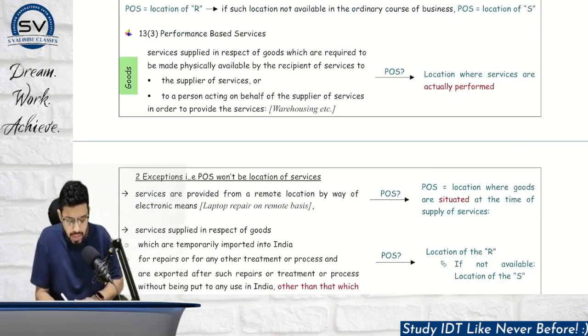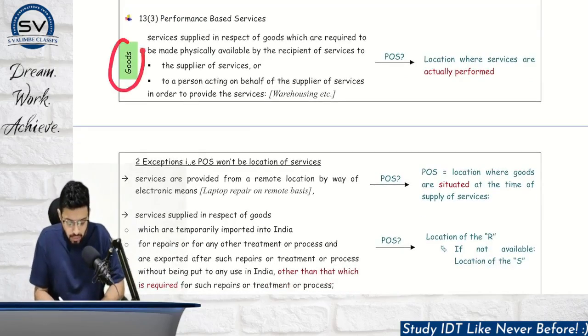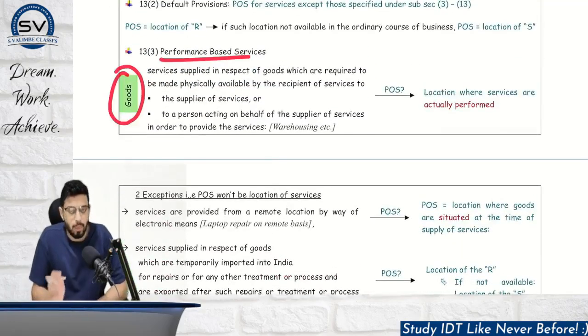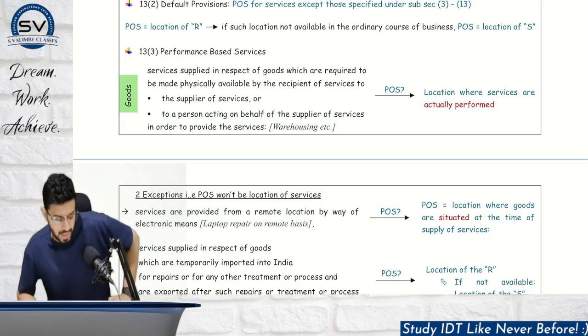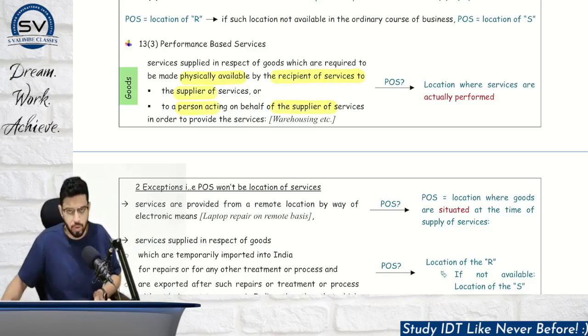Next, section number 13, subsection 3, performance based services. First we'll talk about goods, then we will talk about services. Let's start. Whatever the performance based services are happening, the place of supply shall be the place where they are actually performed, but this also has certain exceptions in it. Let's see. Services which are supplied in respect of goods which are required to be made physically available. That's why we are talking about performance based services. These are required to be made physically available by the recipient to the supplier or any person acting on behalf of the supplier.